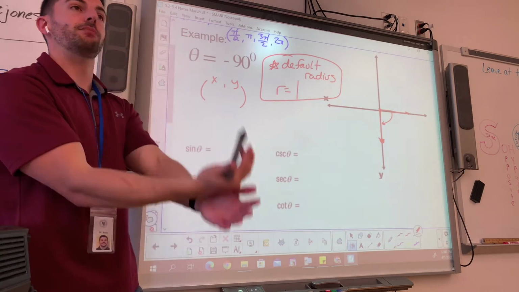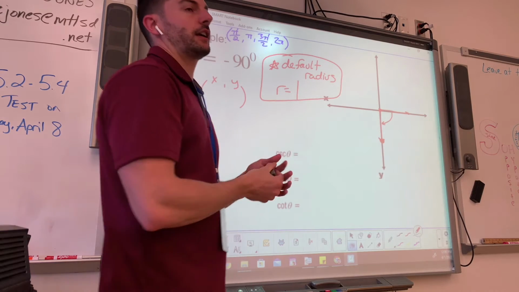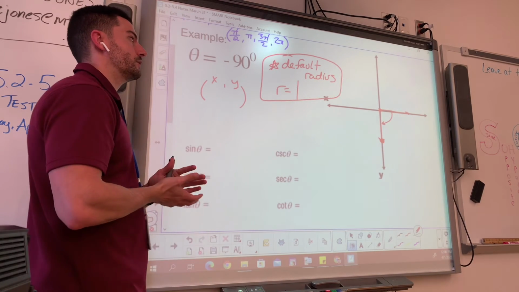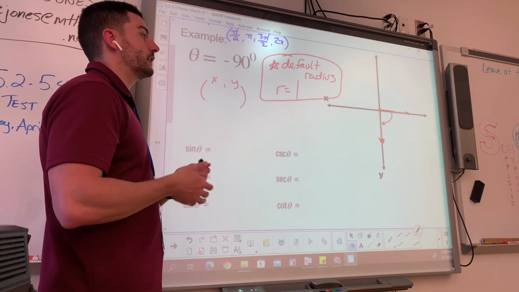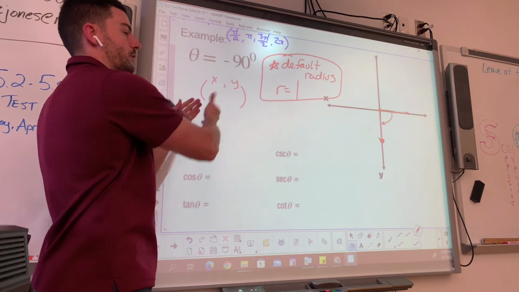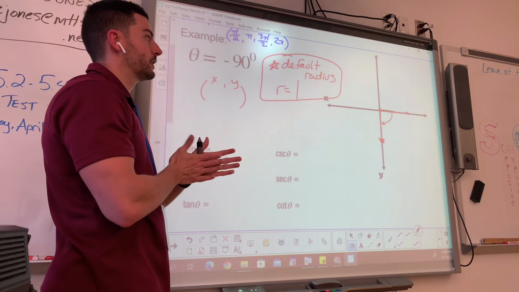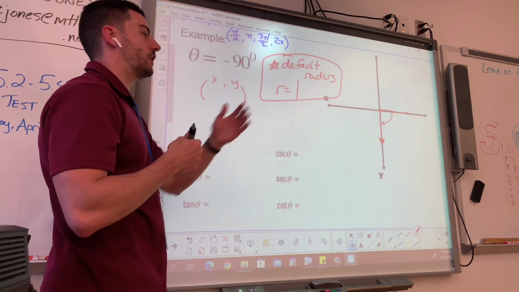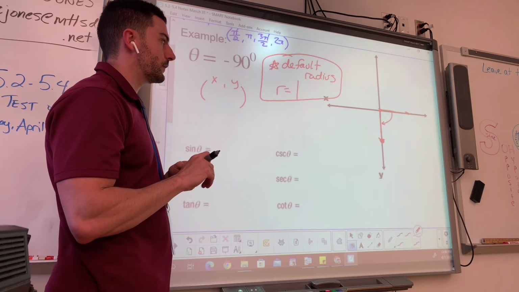So if you're not given a point, if you're not told to calculate your radius using the coordinates of a point, we just think our default radius is 1. And we're actually going to use that fact to work backwards to say where my point is. So our default radius of a circle on the graph here is 1.